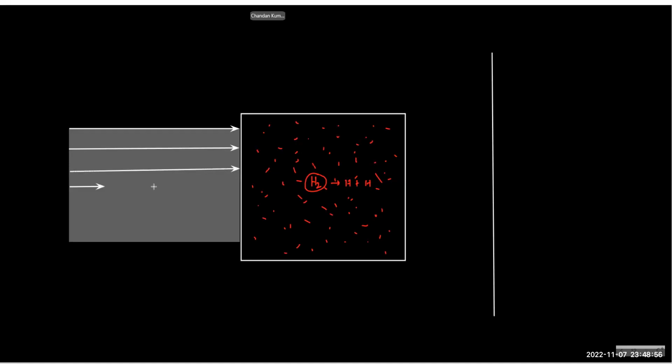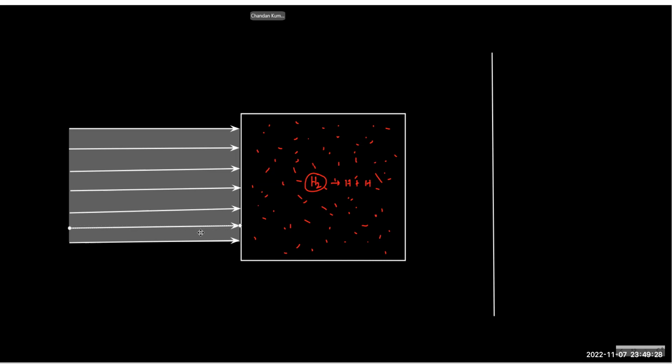So if you take a torch, imagine, and this is some glass container filled with H2, or sorry, H atom. If you turn on the torch, the flashlight, the light will fall on the other side of the screen? Yes or no? Yes. So our expectation is what? Almost a bright screen.